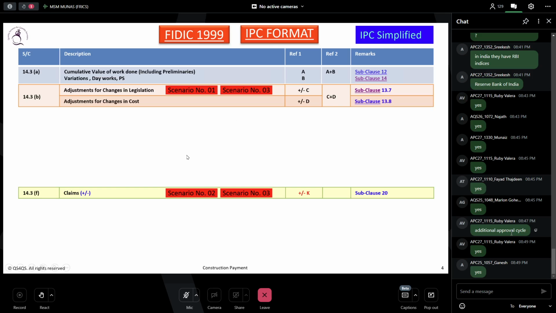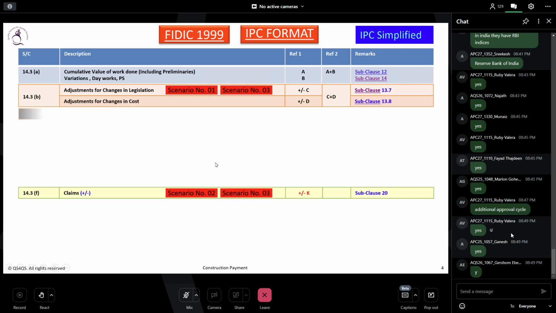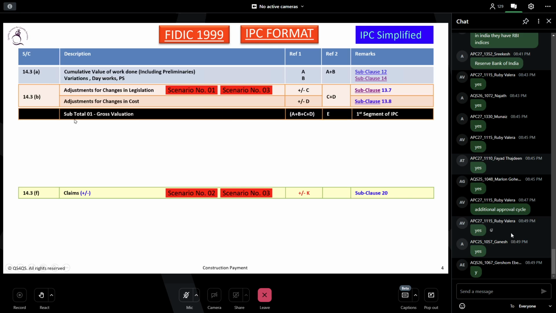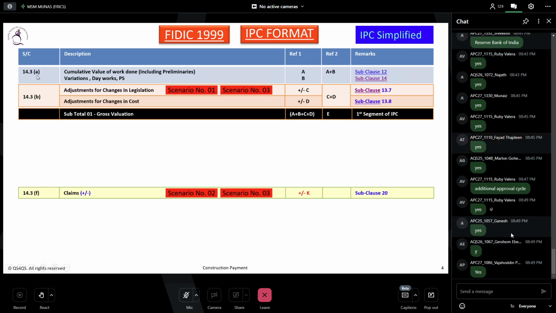Okay, we'll continue here. This is the first segment of the interim payment application or certification. There are 2 parts here. The first item is 14.3. Item A is the actual work done according to the contract. Second, under B, you include the variation, day work, and provisional sum. So it's A plus B.